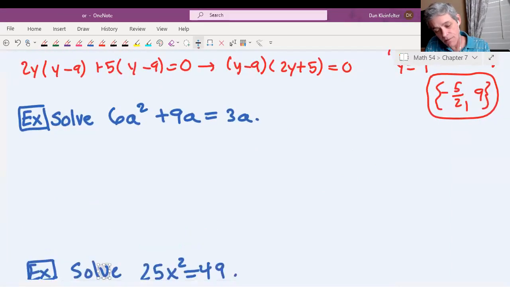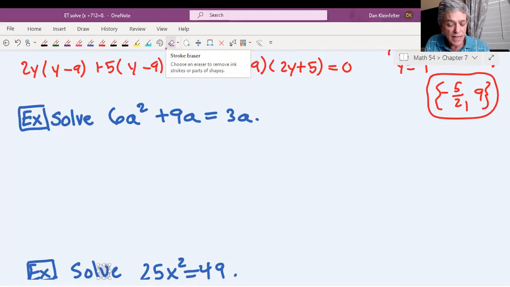So take a minute and pause the video, restart the video, and see how you did. All right, so we have 6a squared plus 9a equals 3a. So I'm going to first subtract 3a from both sides.